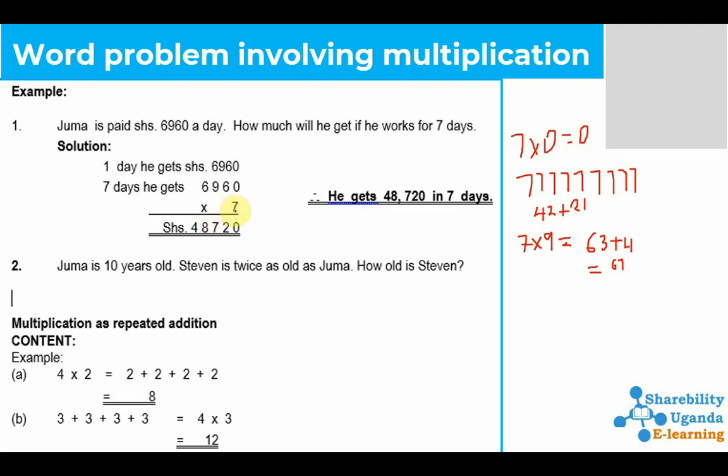Okay, so we shall say 7 times 6. Again, 7 times 6. We shall be able to get 42. So what is 42 plus the 6 which remained? Plus 6, we shall be able to get 48.